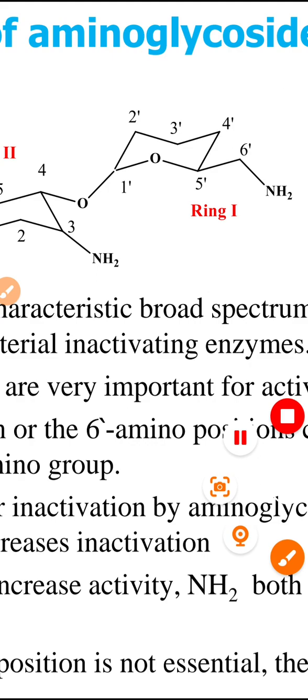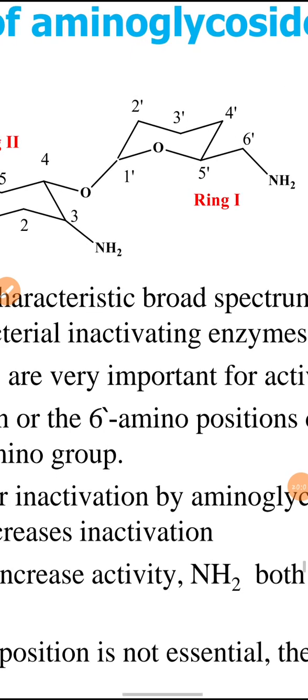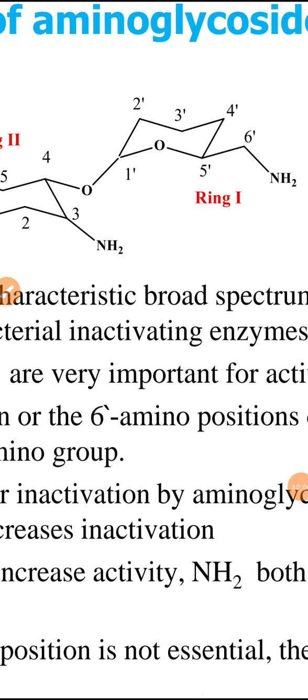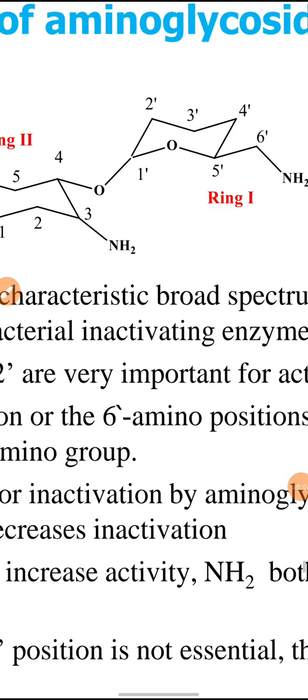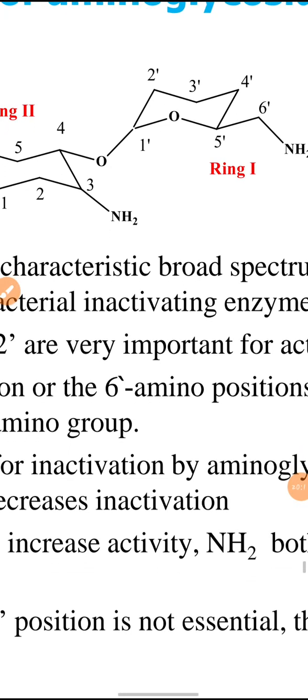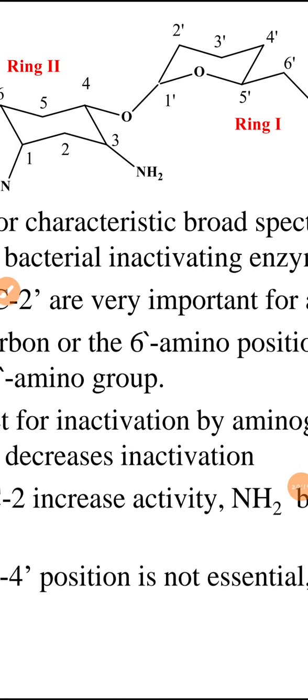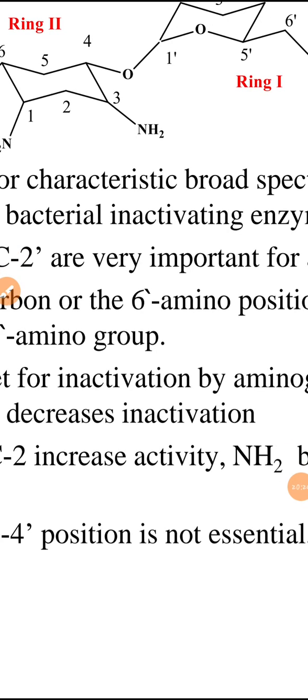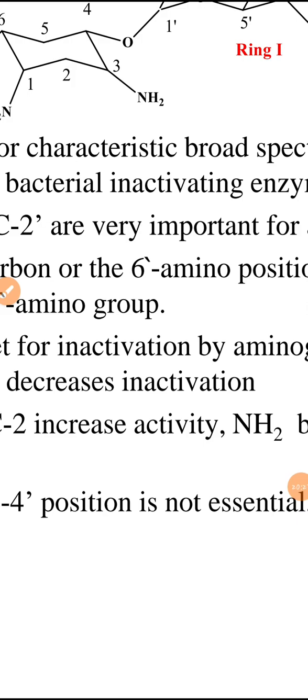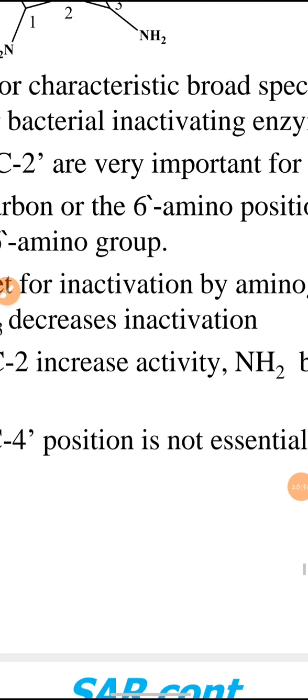2' and 6' are important, but they can undergo enzymatic inactivation. Therefore, to inhibit enzymatic inactivation, it is important to introduce methyl or alkyl groups here. Very important. The 6-amino group is a target for inactivation by aminoglycoside acetyl transferase enzyme. Therefore, substitution with alkyl or alkyl amino decreases inactivation in this place. Therefore, amino group substitution at the C2 position is important for antibacterial activity.